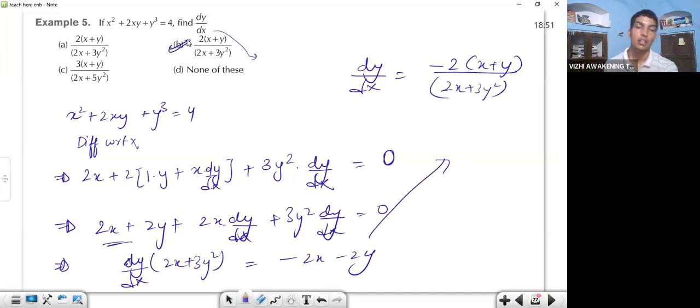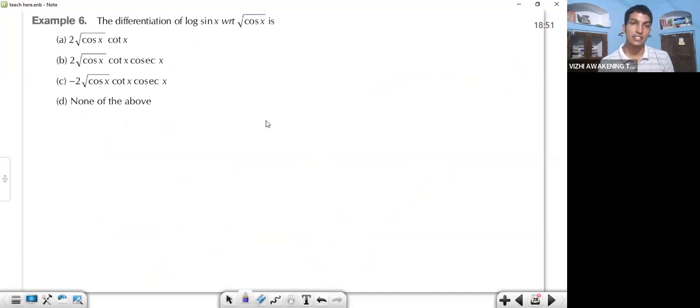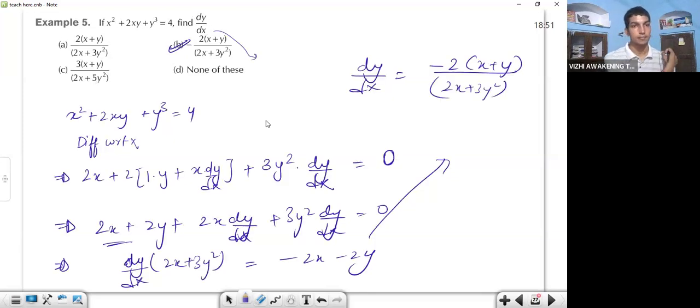It matches our B option, which is the correct answer, and it was also given by Nandana. Very good. So is this example clear to you all, everyone?